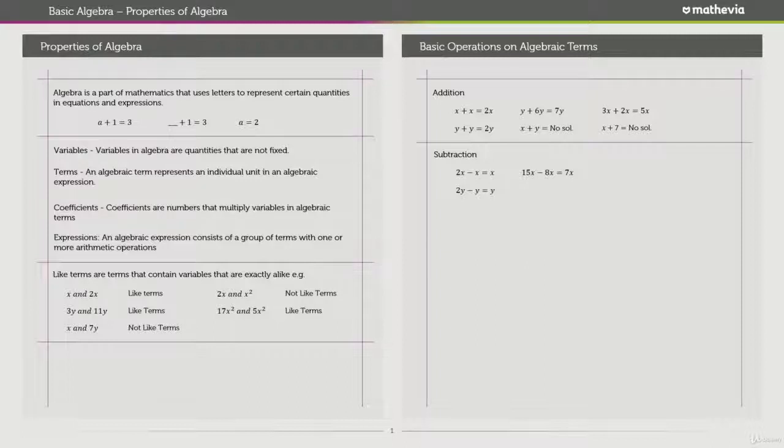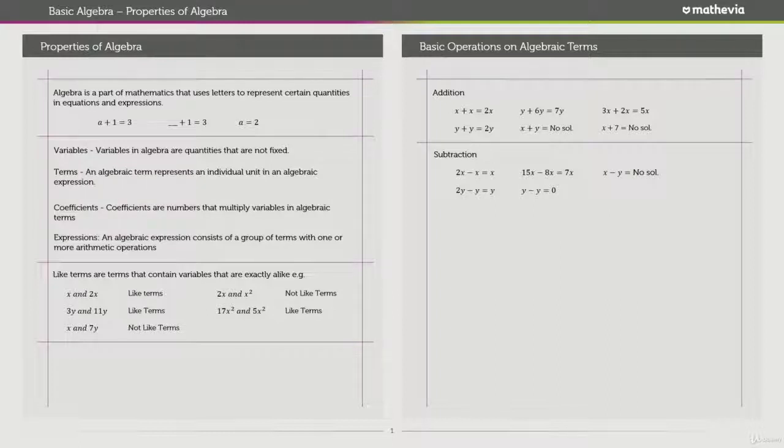15x minus 8x equals 7x. Just like you would subtract 8 from 15 to give you 7, you would subtract 8x from 15x to give you 7x. Y minus y equals 0. You subtract the variable from itself, it gives you 0.